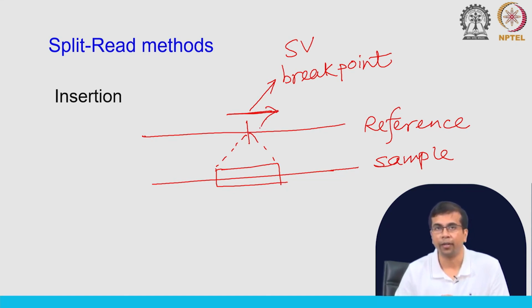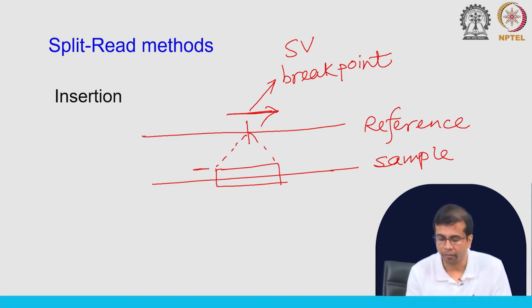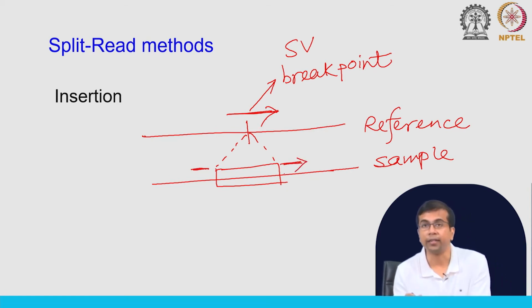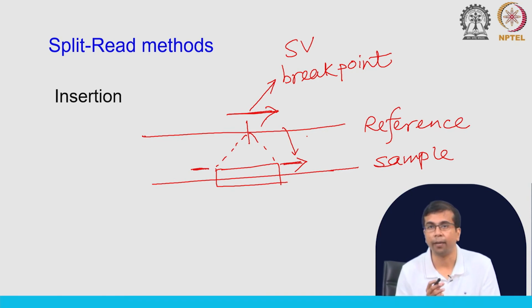So, what will happen in case of this insertion? Part of the read will come from here and part of the read will come from here. Because there is an insertion, part of the read will map to this position and part of the read will map to this position. This is what will happen.